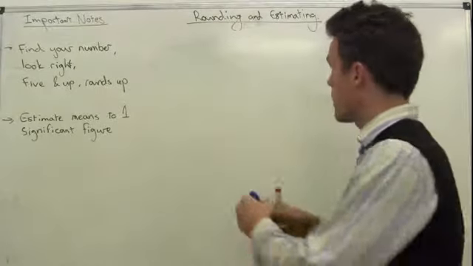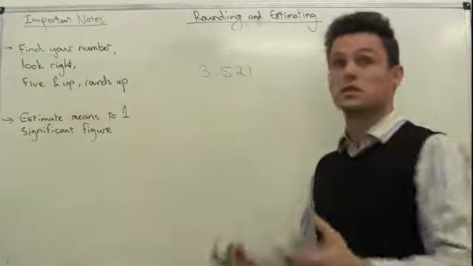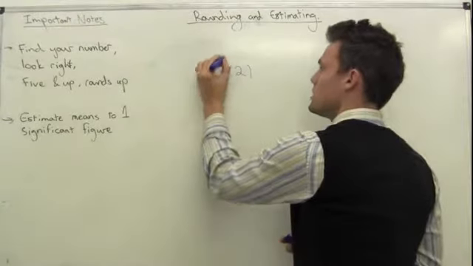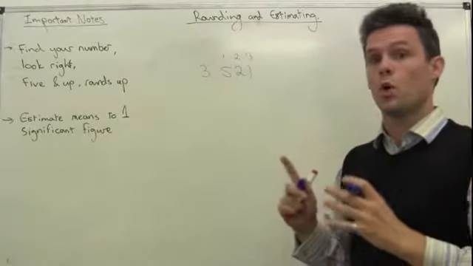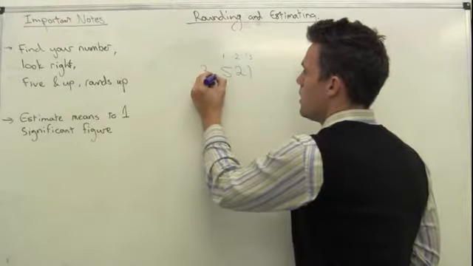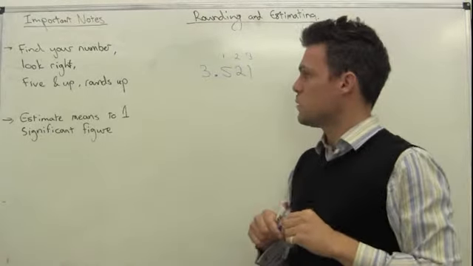If I had a number 3.521, I asked, what's the first decimal place? Straight away you'll be able to tell me that's the first decimal place. Second, the second, third is the third. I'm always starting from the decimal point. Okay, I'm always starting from the decimal point.